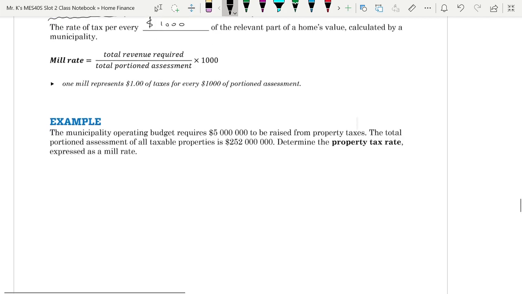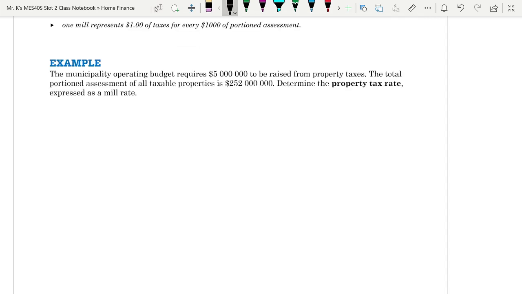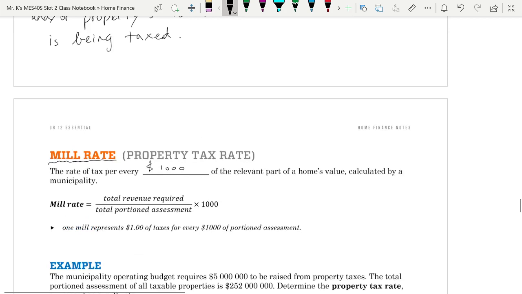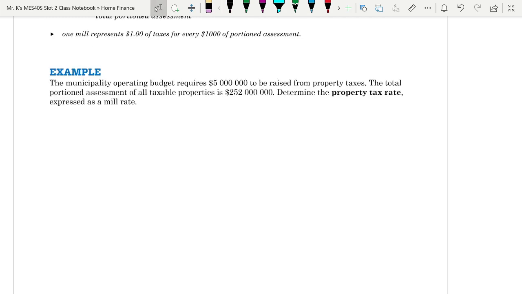So here's an example. Let's say that you have a municipality that needs an operating budget of $5 million. They've done all the calculations to fix all the roads, to mow the lawn in all the parks, to run all the rec centers, to pay all the library and police and fire department employees. $5 million. So this is obviously a small municipality, but you get the idea. The total portioned assessment of all the properties, if you add up all of these calculations for every single property in the municipality, you get $252 million.